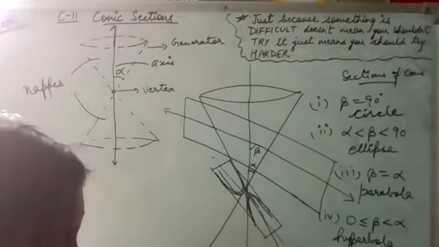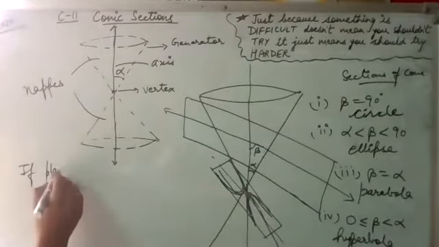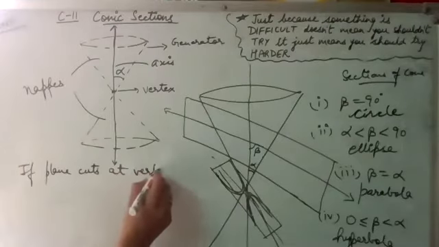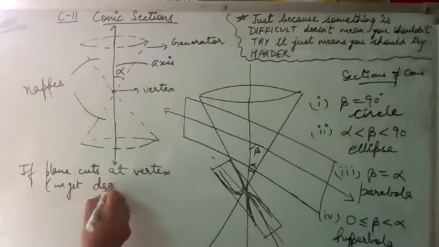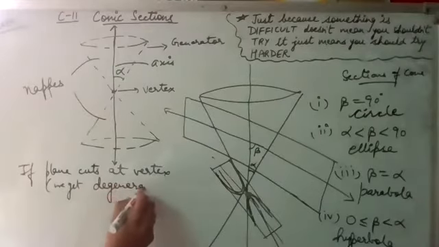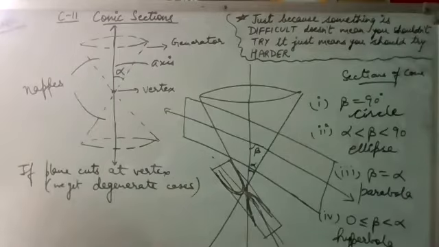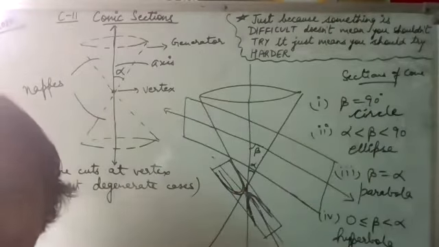So if the plane cuts at the vertex, we get degenerate cases. Degenerate cases means no proper figure will be generated there, right? So these are degenerate cases.